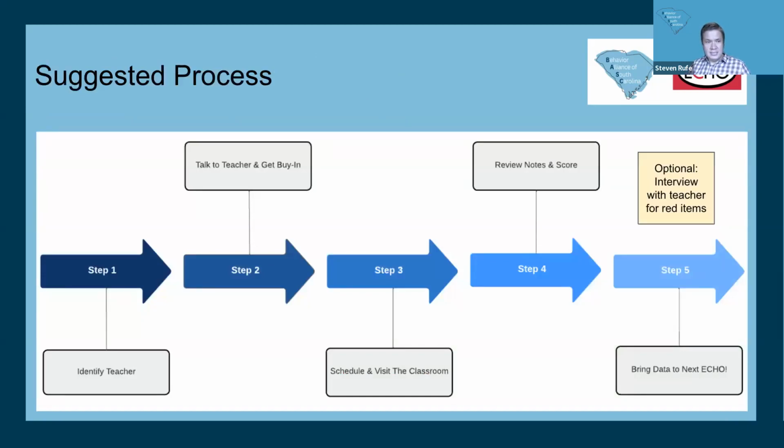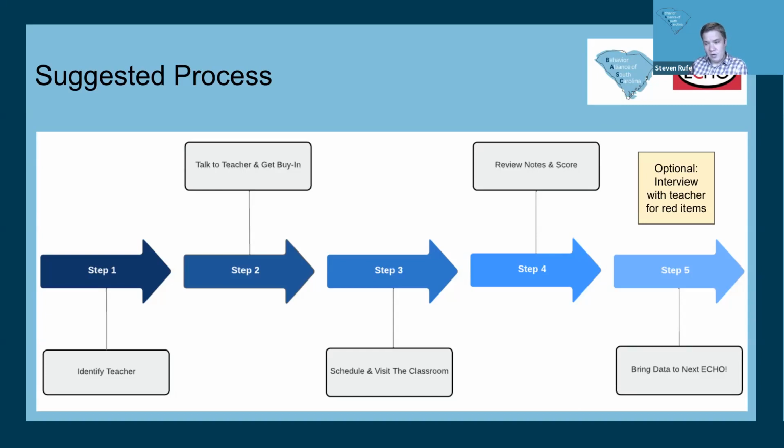So as we are talking about all of this, I just wanted to give a visual of what we suggest this process looking like. First step, find a teacher to work with, ideally someone that you have a relationship with. Second step, talk to them, get some buy-in, give them an overview of what you're trying to accomplish, and be open and honest that you're learning this process and that they're helping you with this process as well. Step 3, scheduling a classroom visit and actually going to visit that classroom. Step 4 is making sure you've reviewed all of your notes, you've scored based on what you saw.